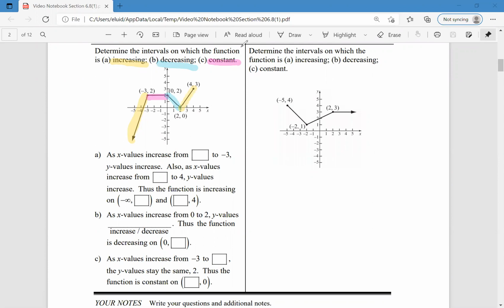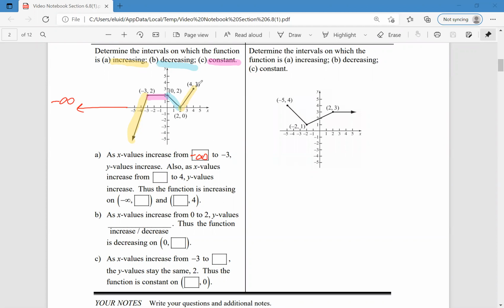Part A says, as x values increase from blank to -3, y values increase. Okay, so I think it's talking about this first piece here. As the x values go all the way in that negative direction here, as we're going from -infinity on the x-axis all the way to -3, our graph is increasing. So I think -infinity is what we're going to put there.